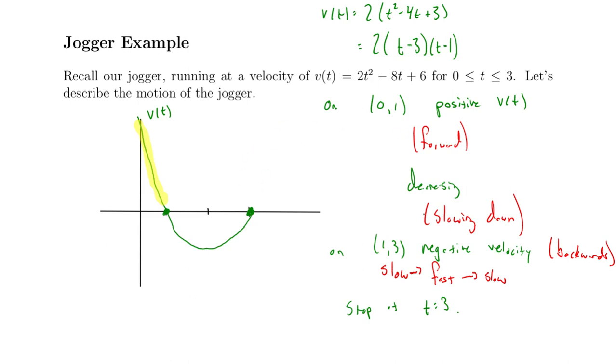So we start moving forward really, really fast, and we start slowing down as we move forward. And then once we hit t equals 1, we turn around, right? We've slowed down to a stop. We turn around. We're moving in the negative direction. We speed up in the negative direction. Then we start slowing down in the negative direction until we stop. That's the motion of our jogger here.